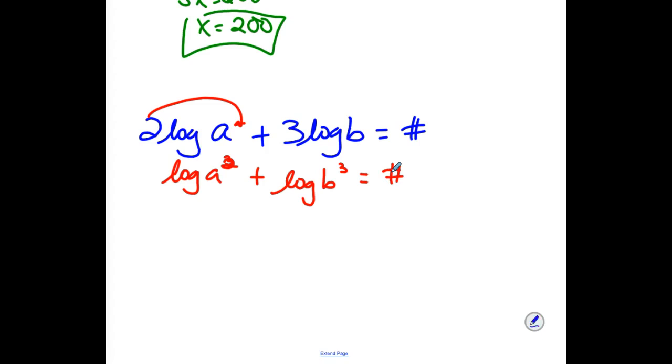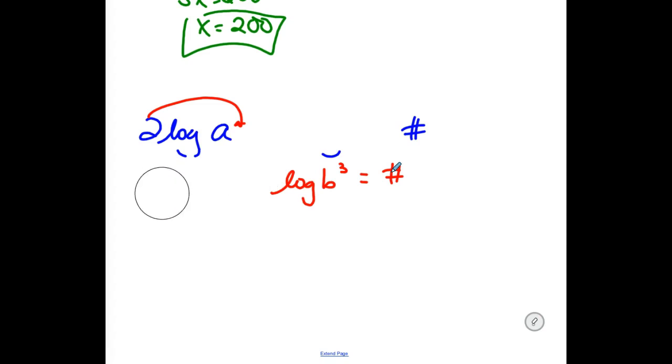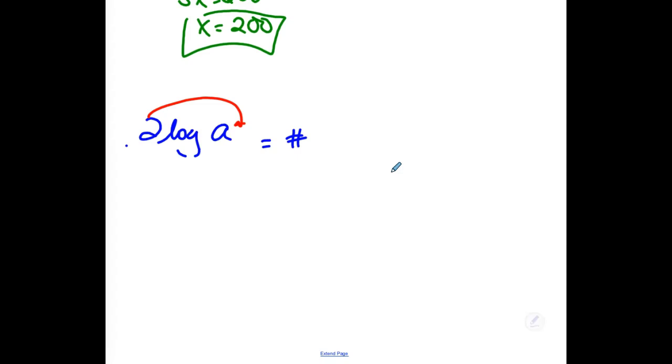If I only had one of those pieces, like say my question was this, then I don't have to put the 2 back. I can divide it to the other side. Does that make sense? But I can't divide it to the other side without creating problems on that second log piece in the earlier example. So watch for those front numbers in front of a log. You might have to put them back as powers.